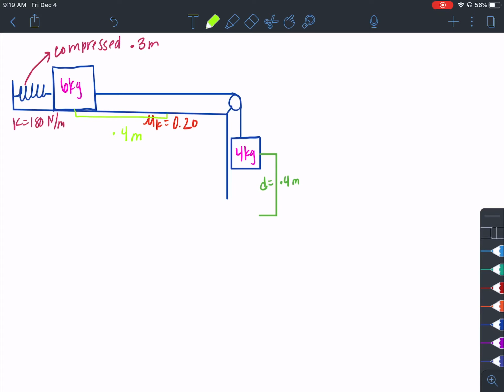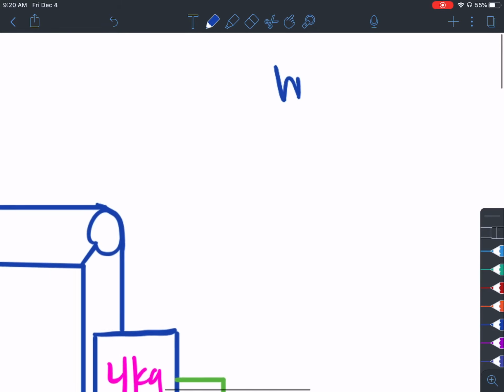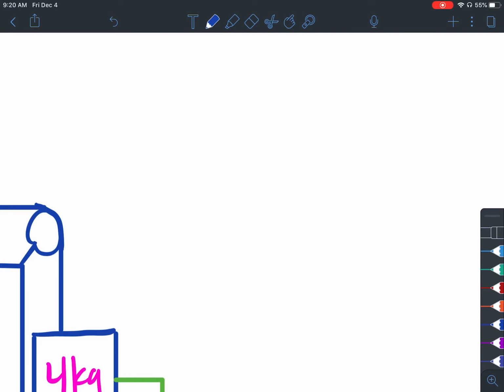With any energy problem, we want to start with our basic formula: work external is equal to our change in mechanical energy minus our work non-conservative. Pretty much what that is saying is that if we're adding any energy into the system, that energy is then going to be converted into potential or kinetic, or it's going to be converted into thermal due to a non-conservative force.